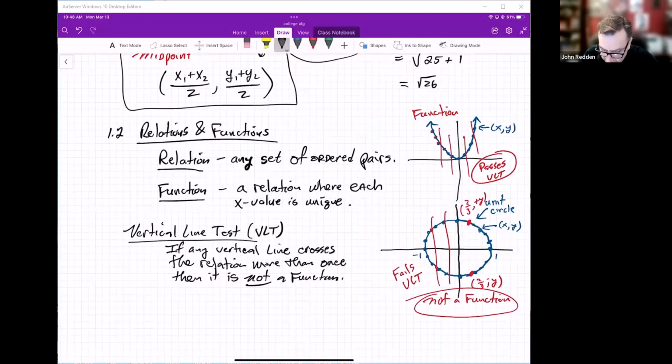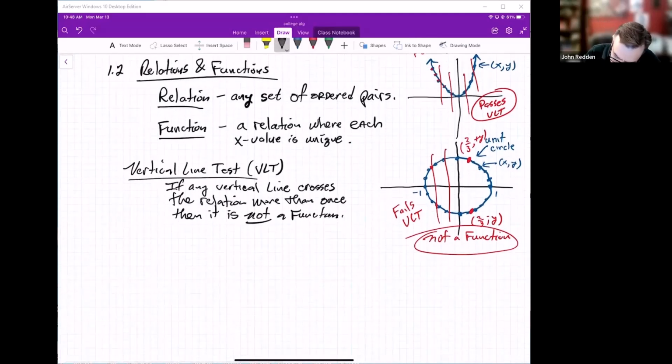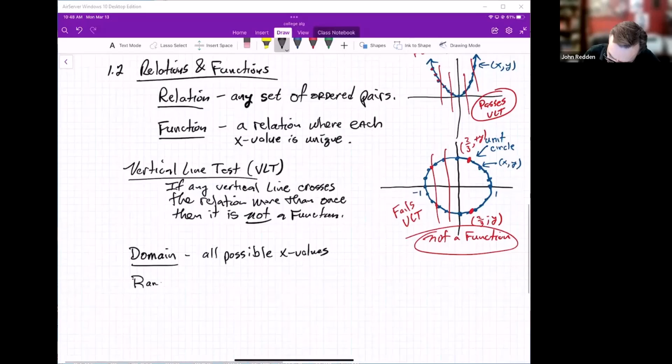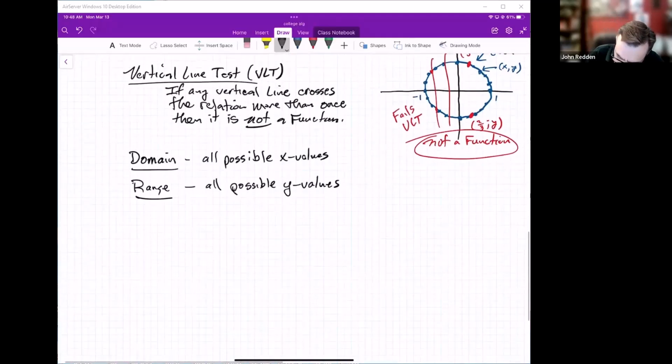Now, with that definition, we have to define the domain and range. Okay, so the domain is simply all possible x values, right? And the range is all possible y values. All right, all possible x values is domain, all possible y values is the range. So let me do a couple quick examples for you. And I think you probably already know this stuff.